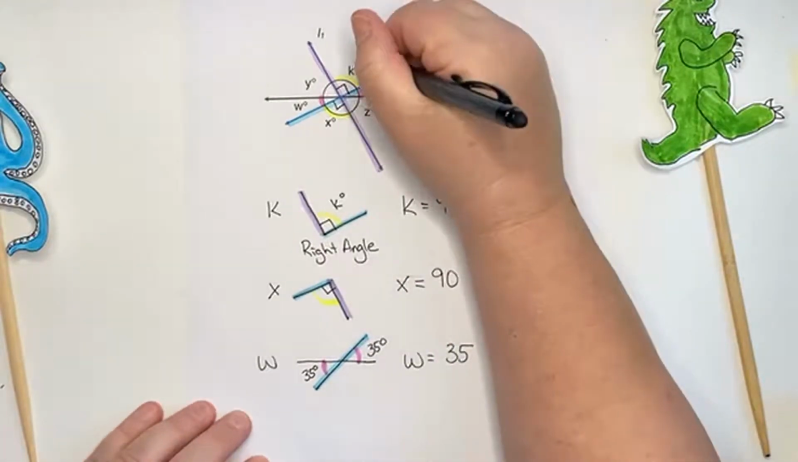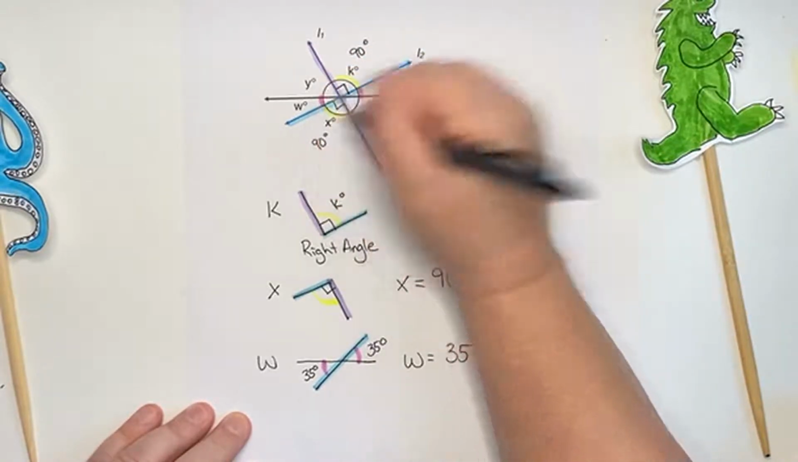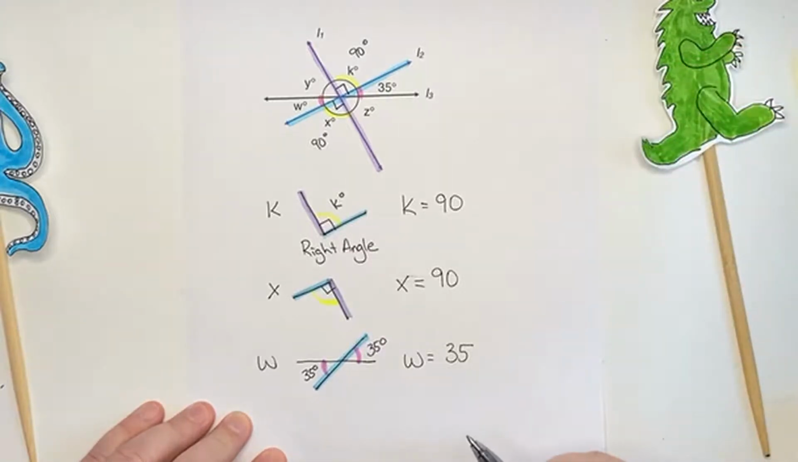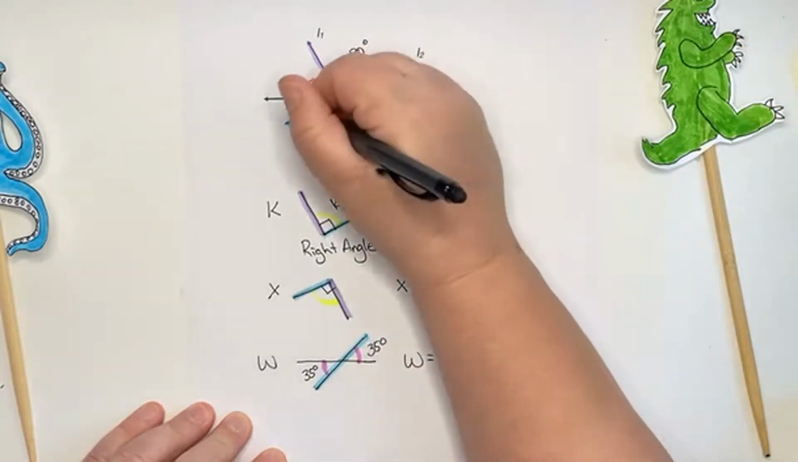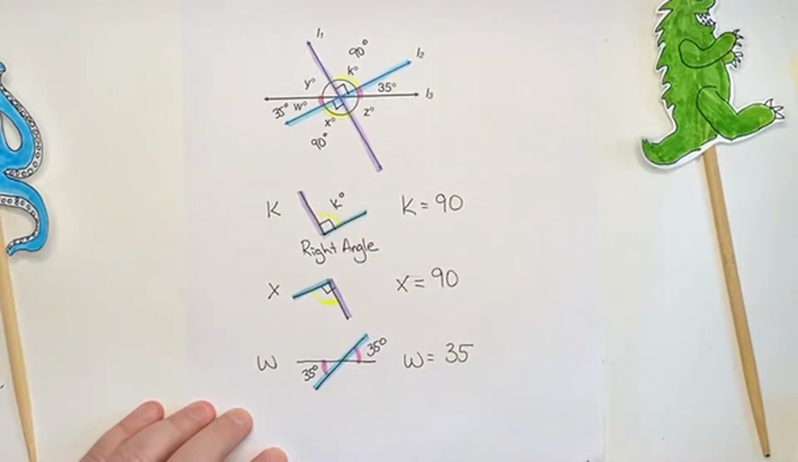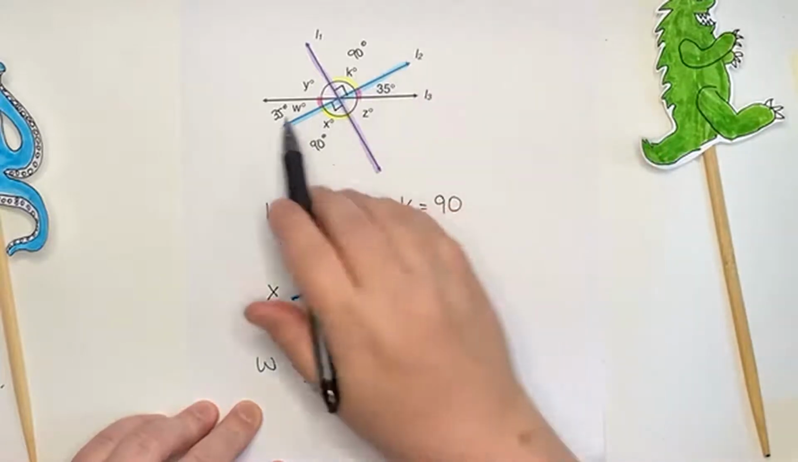So I've got 90 up here. I've got 90 down here. I've got, what do I have? And then W is 35. So now I just have to figure out Y and Z. And you notice something cool about Y and Z?